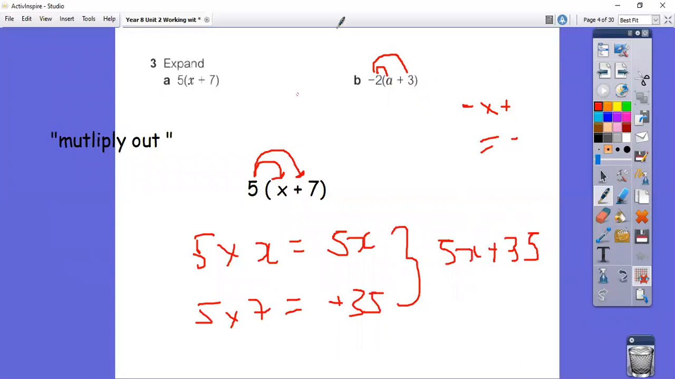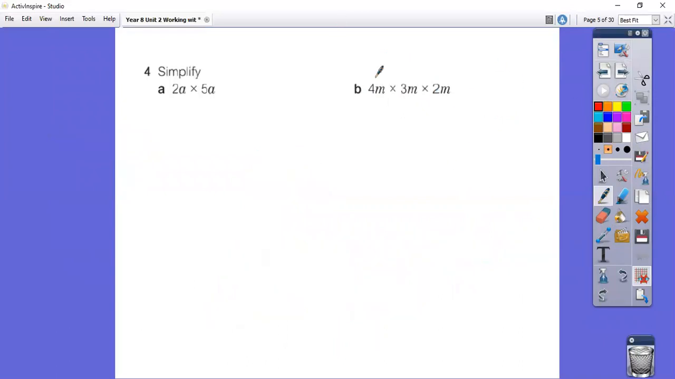Okay? Question 3, simplify 2a plus 5a and 4m times 3m plus 2m. So again, I'll do the first one with you guys. So 2a times 5a. Remember at the beginning of the lesson, I said if you multiply x times x, that will give you x squared. So 2 times 5 is 10. A times a is a squared. So that's going to be 10a squared, a to the power of 2.